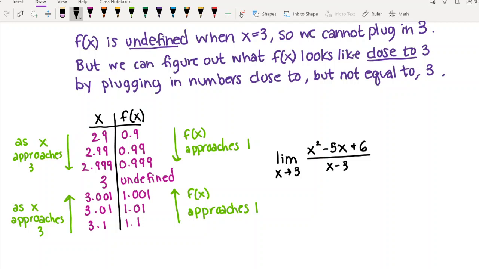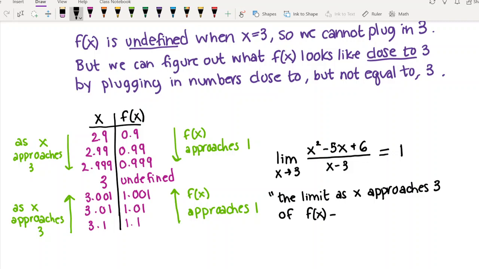So that's your function. And then you would say equals, and then the right-hand side, or what you're saying that it's equal to, is the output value that it was approaching. And so how would you read this out loud? You would say the limit as x approaches 3 of this function, f of x is equal to x squared minus 5x plus 6 over x minus 3, is equal to 1. That's how you would say that out loud.